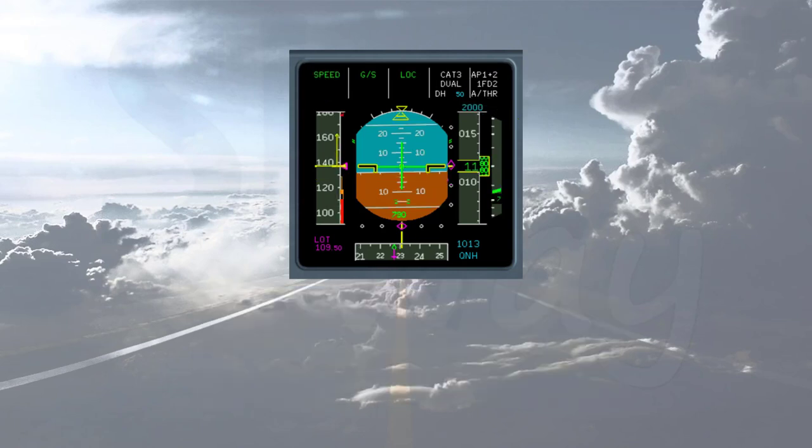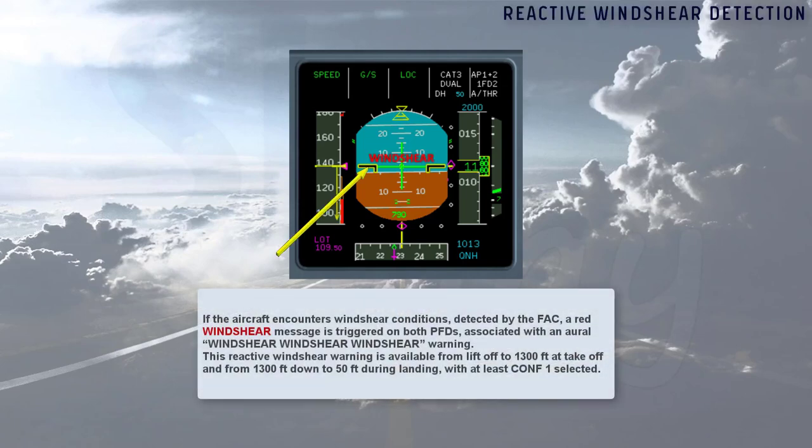Wind shear, wind shear, wind shear. If the aircraft encounters wind shear conditions detected by the FAC, a red wind shear message is triggered on both PFDs, associated with an oral wind shear warning. This reactive wind shear warning is available from liftoff to 1300 feet at takeoff and from 1300 feet down to 50 feet during landing, with at least CONF 1 selected.